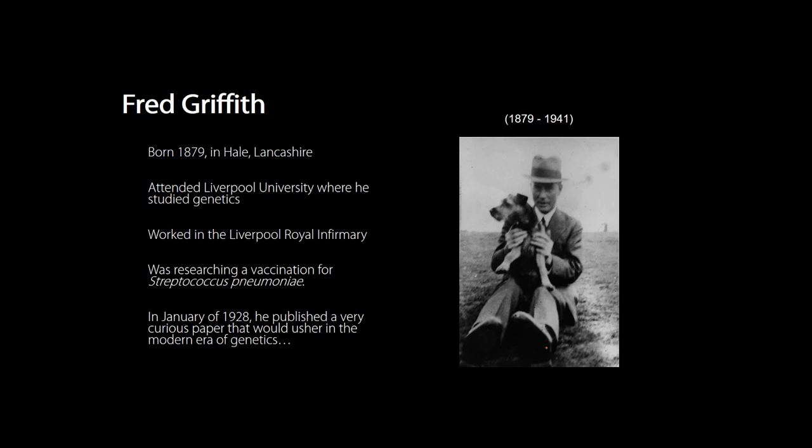One of the things he was assigned was to work on a vaccine for pneumonia, which was killing people in the thousands, hundreds of thousands. And so in the course of his work, one of the serendipitous controls that he ran in his experiments on mice turned out to usher in the modern era of genetics. So he published these findings in 1928. And this is how it worked.